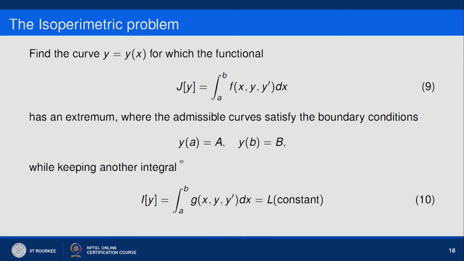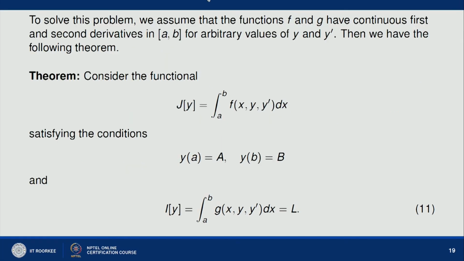So the problem is that we need to extremize this functional, provided that this other value remains constant. Among all the functions for which this is true, we want to find the curve which extremizes this functional. To solve this problem, we assume that the functions f and g have continuous first and second derivatives in the entire interval a b for arbitrary values of y and y dash, and then we have the following theorem.